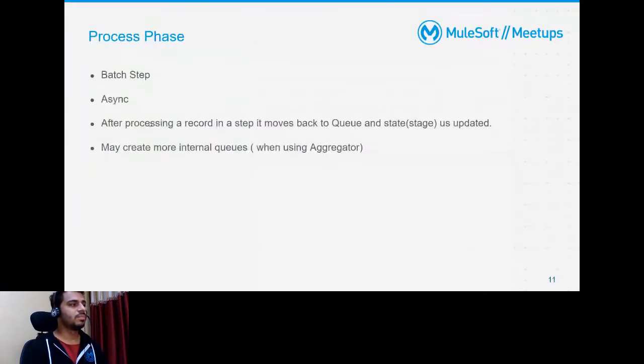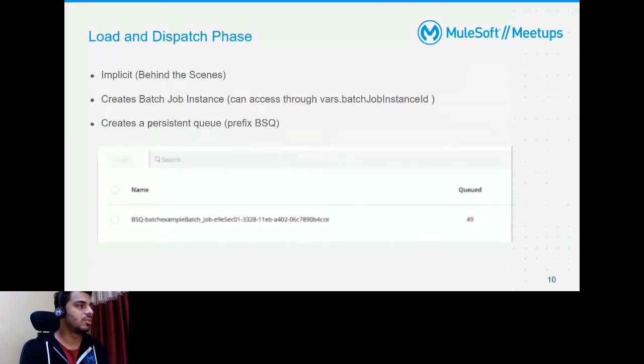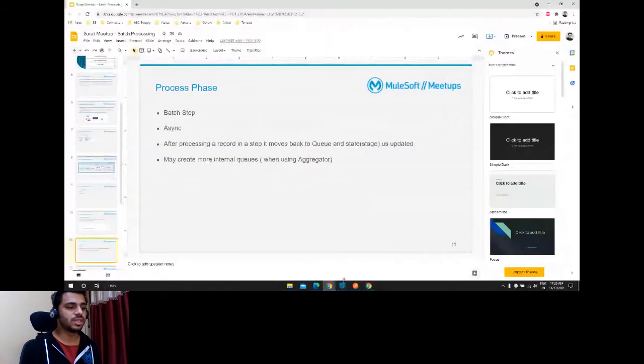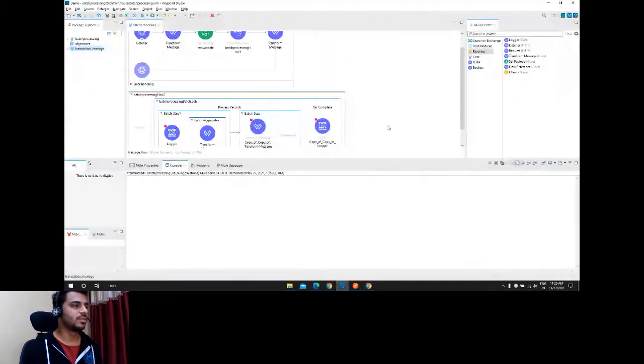After that we get the processing phase, which includes the batch steps. We can have multiple batch steps in a batch job. It is totally asynchronous. Everything before this processing phase is synchronous, like loading and dispatching works in a synchronous way. But as soon as the thread enters this second phase, it becomes totally asynchronous. Based upon whatever queues are there, it starts executing. So let's move to the studio and we'll see how exactly all these components look.